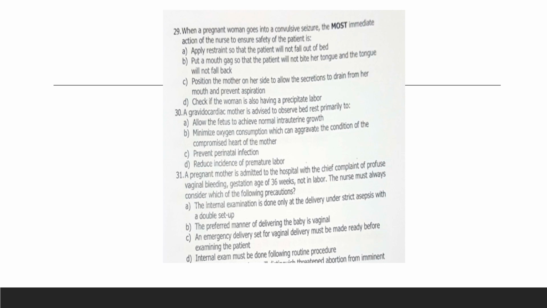Right. Then finally, 31. A pregnant mother is admitted to the hospital with the chief complaint of profuse vaginal bleeding, gestation age of 36 weeks, not in labor. The nurse must always consider which of the following precautions? For 31, the answer is D. Internal exam must not be done following the routine procedure.